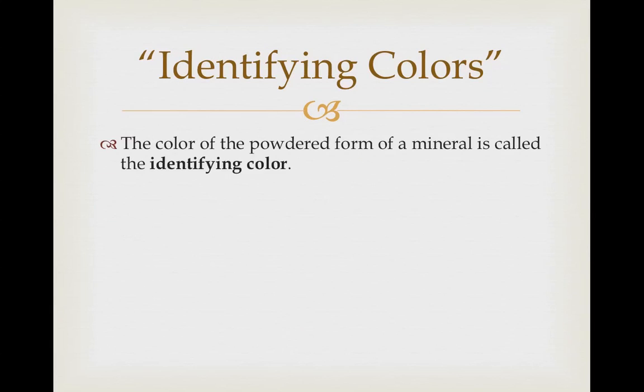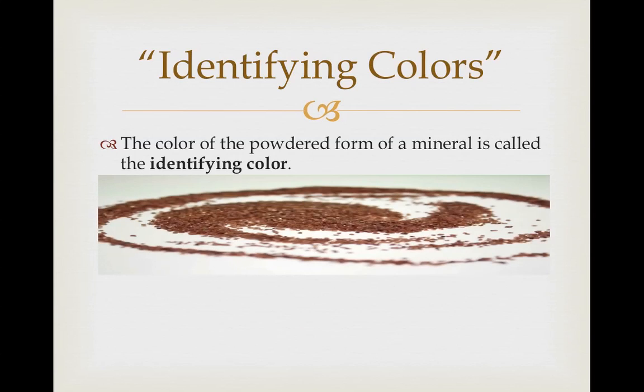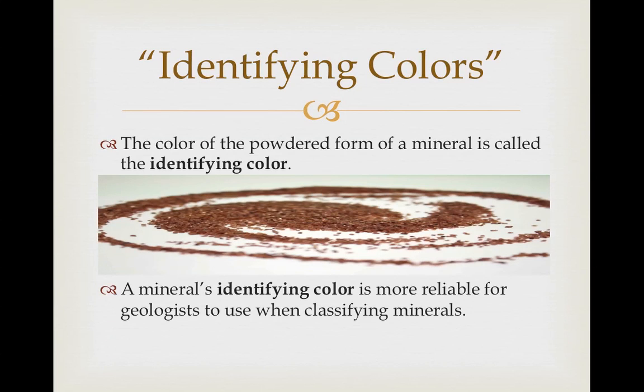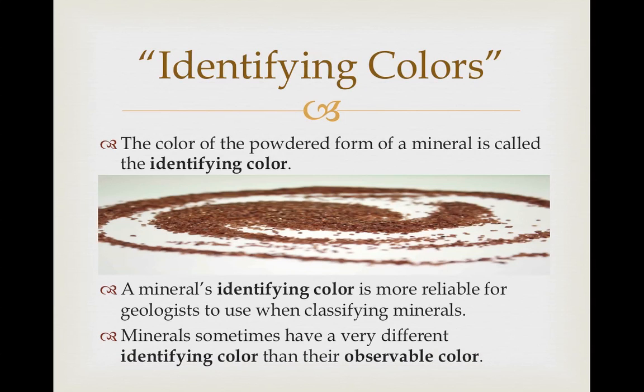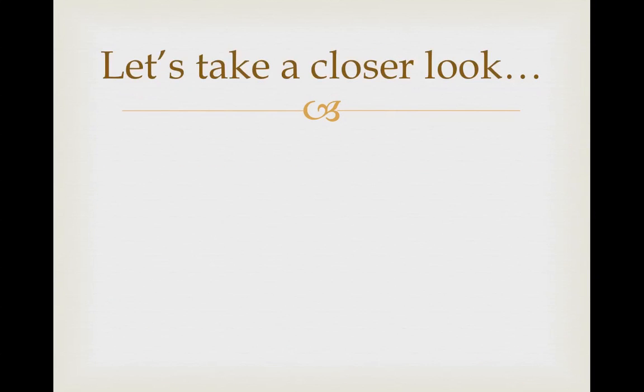Identifying colors. This is the second kind of color a mineral can have. An identifying color is the color of the powdered form of a mineral. You can see here that the identifying color of this mineral is a reddish brown. A mineral's identifying color is more reliable for geologists to use when classifying minerals. Minerals sometimes have very different identifying colors than their observable colors, and that's what makes them tricky. Let's take a closer look.